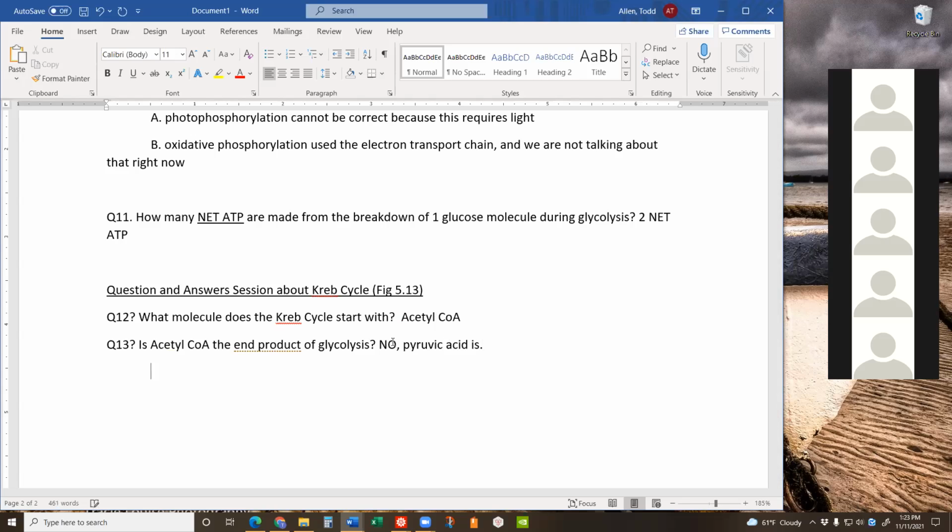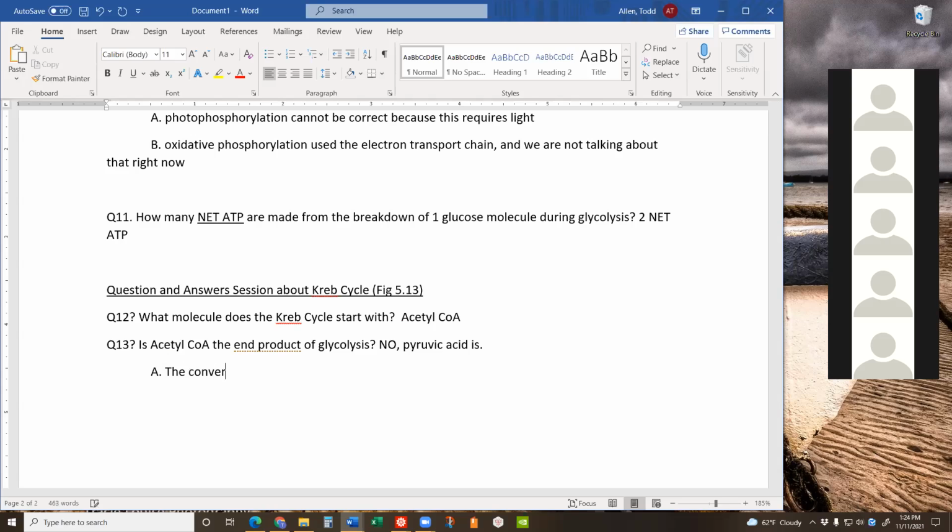No, pyruvic acid is. So here's the deal. The end product of glycolysis cannot immediately be used to drive the Krebs cycle. There has to be an additional single chemical reaction that takes place to link glycolysis to the Krebs cycle. That single linking chemical reaction is the top chemical reaction of figure 513, where it shows pyruvic acid to acetyl-CoA.